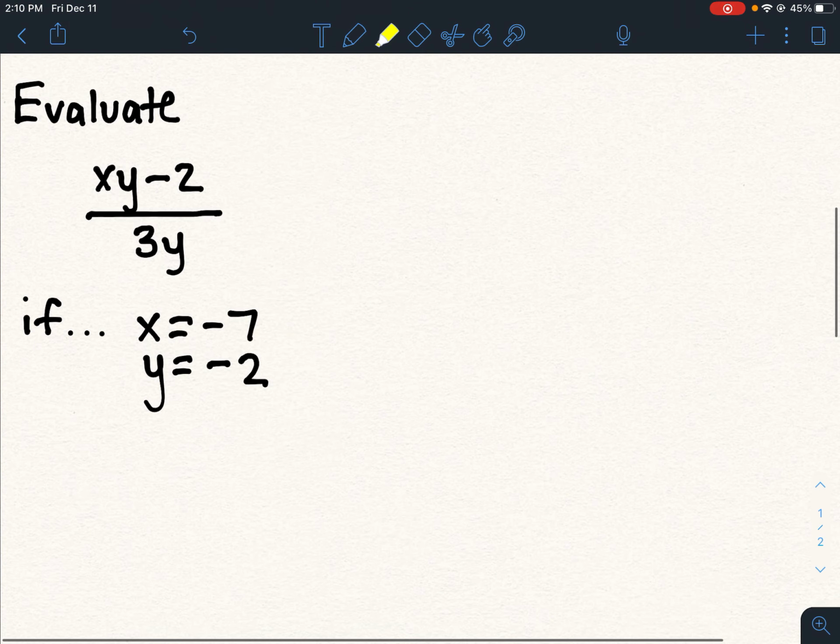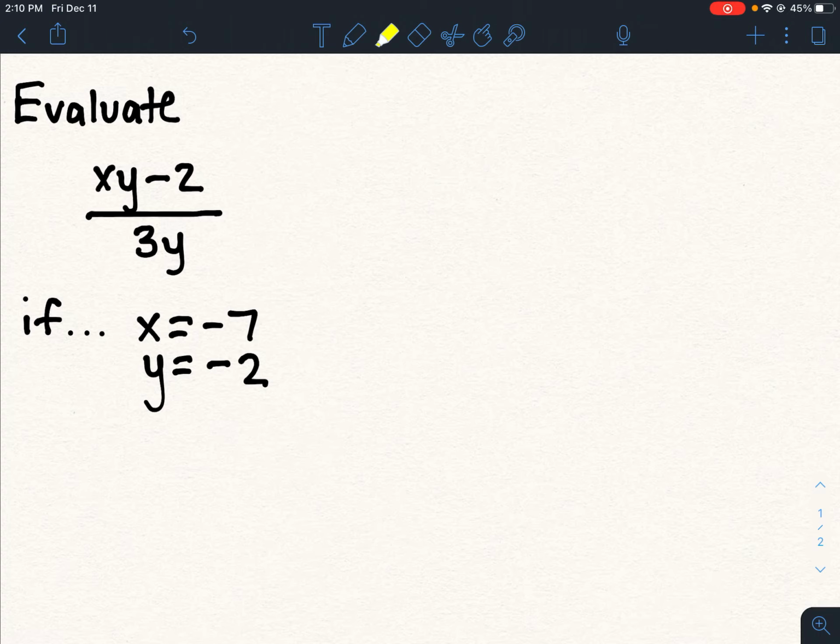So here's another example. This one is x times y minus z, minus 2, all divided by 3 times y. All right? This is Leah. Please call the office. Okay.